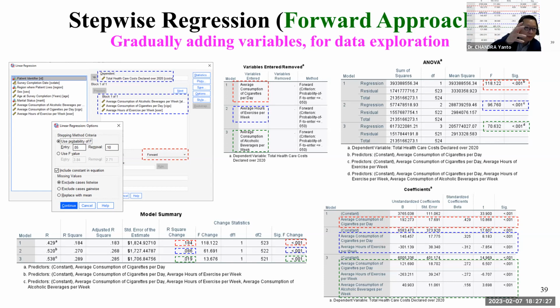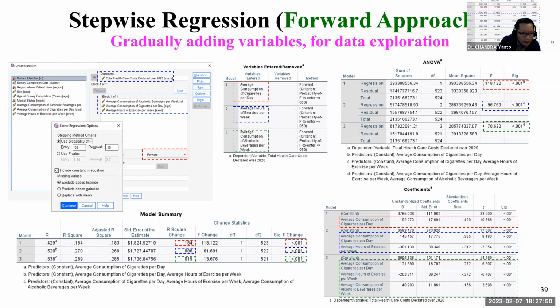So for example, I'm interested in total healthcare as a dependent variable, and I enter these 3 variables: alcohol, cigarette, and exercise. And I use forward, and then it will produce this result, right? Model 1, model 2, model 3. So it considers each variable one by one. The key part is looking at the model summary, right?